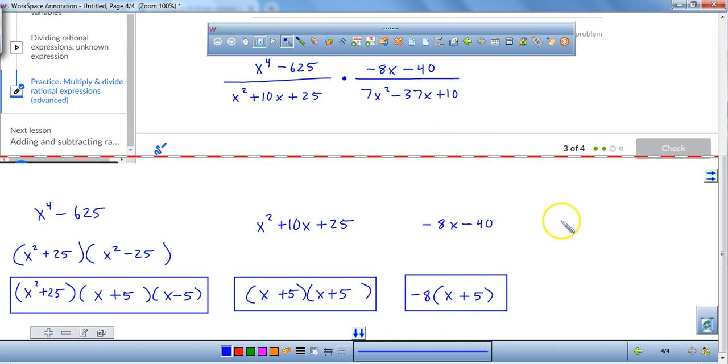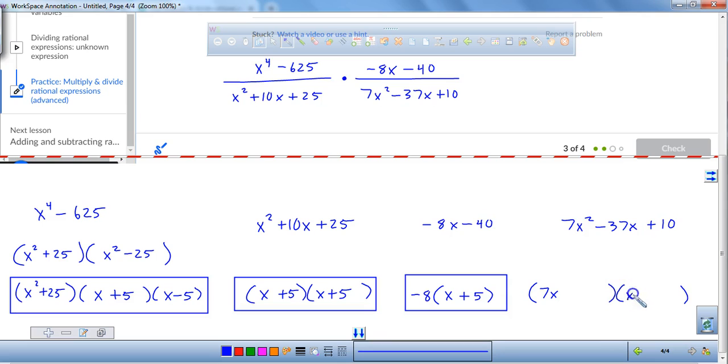And the last one, we've got 7x squared minus 37x plus 10. Now this is the one that gets a little bit tricky. The only factors of 7 are 7 and 1. So I got to put a 7x and an x. But the factors of 10 can either be a 10 times a 1, or it could be a 5 times a 2. And I got to get to negative 37.